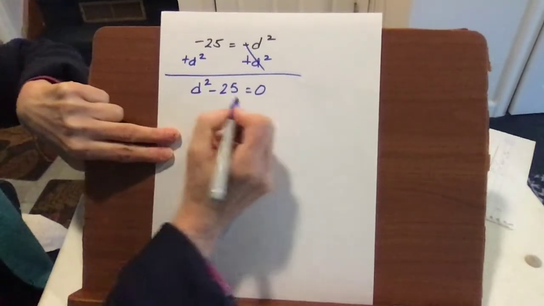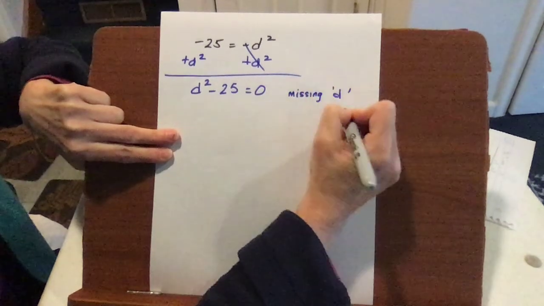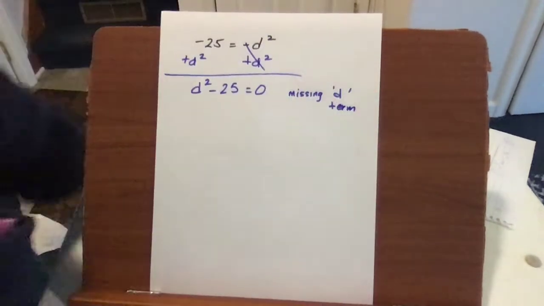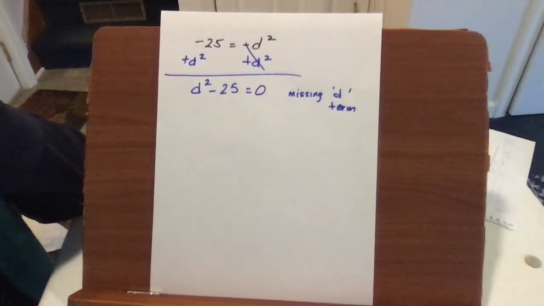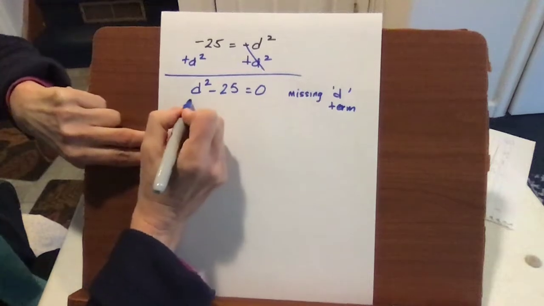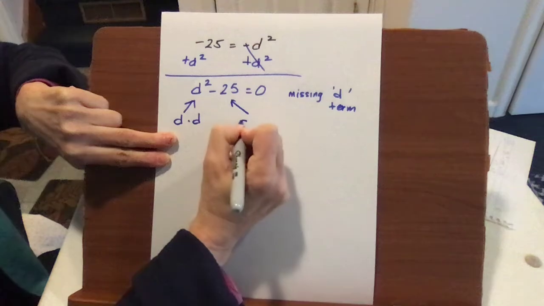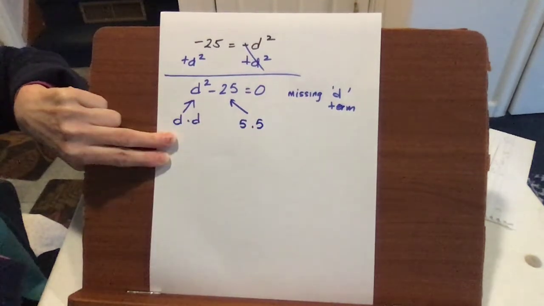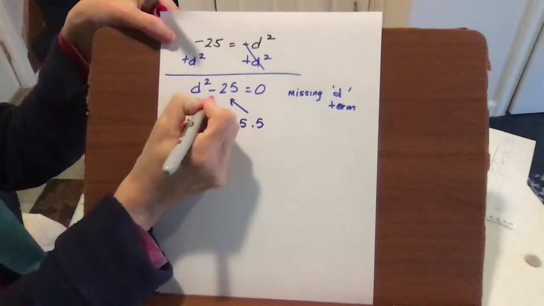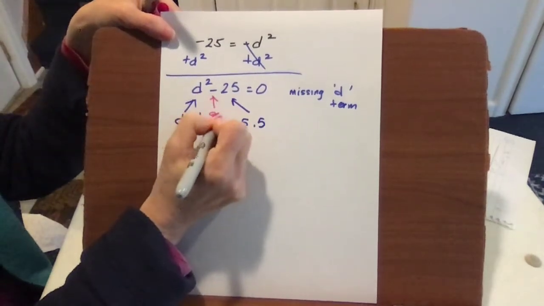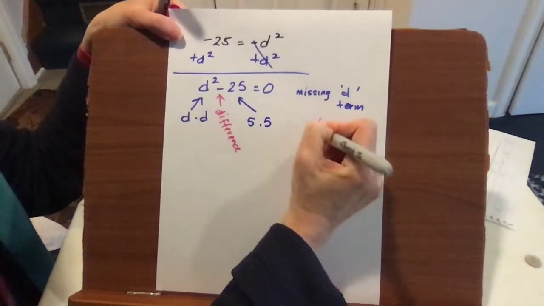All right, now, there's two things that go on here. One, we're missing a middle term, the d term, the middle term, which means that we could potentially have a difference of squares. So that's what we want to look at. d times d gives us d squared, and 5 times 5 gives us 25. So those are perfect squares, and this is a difference sign. So this is a difference of squares.